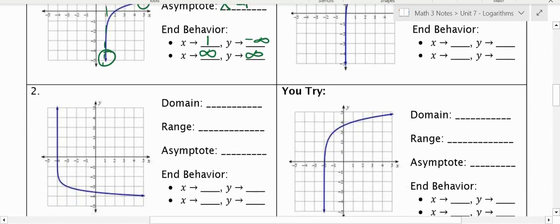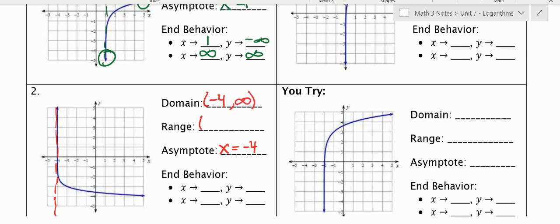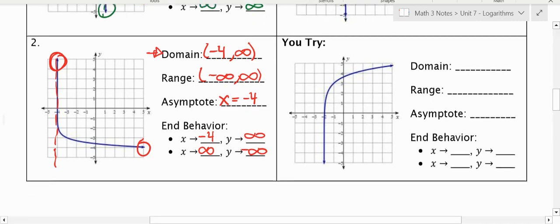Same thing for the next one. I do have a vertical asymptote at x equals negative 4. So my domain goes from negative 4 to infinity. My range for all of these is all real numbers, right? And then I can use that domain to help with the end behavior. So when I go to negative 4, when I go to infinity, when I go to the left, it goes up. When I go to the right, it goes down. And that's it. So very similar to exponentials. It's just the inverse, so the properties are flipped.